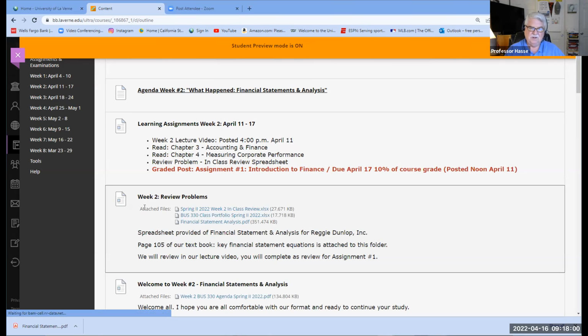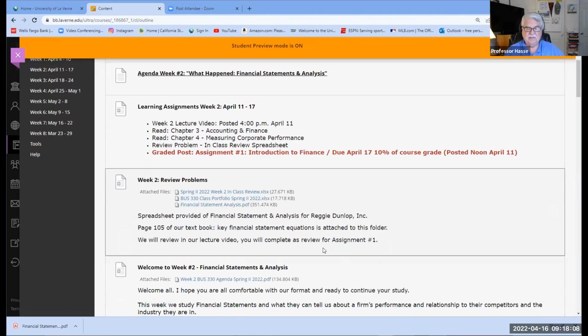I also, in the review problems for week two, give you my updated version of the class portfolio. Some of you are still having issues making sure you have the correct market index valuations. Here is my interpretation of the portfolio with the updated values of the market indexes through Friday, April 8th. If you're having difficulties, download that class portfolio spreadsheet and get your spreadsheet up to date and accurate, because you're going to need that information for future assignments in this class.